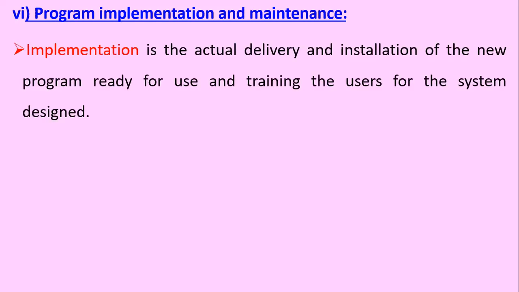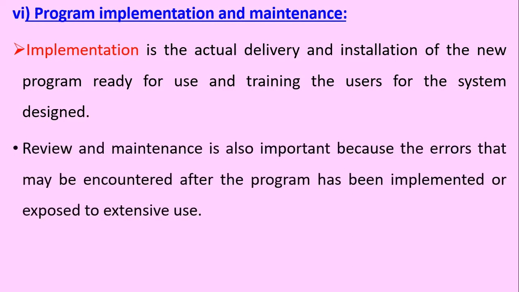The 6th step or stage in program development is called program implementation and maintenance. When we talk about implementation, we are referring to the actual delivery and installation of the new program ready for use, and training the users for the system that has been designed. Review and maintenance is also important because of the errors that may be encountered after the program has been implemented or exposed to extensive use.